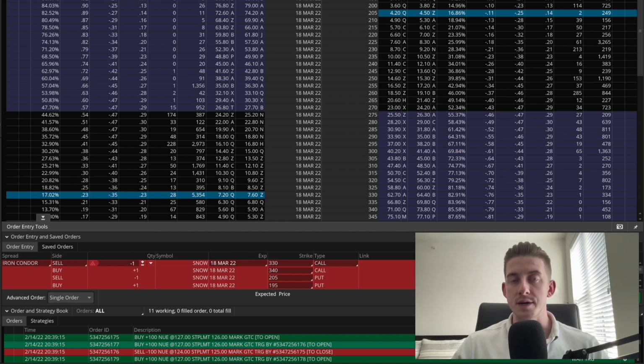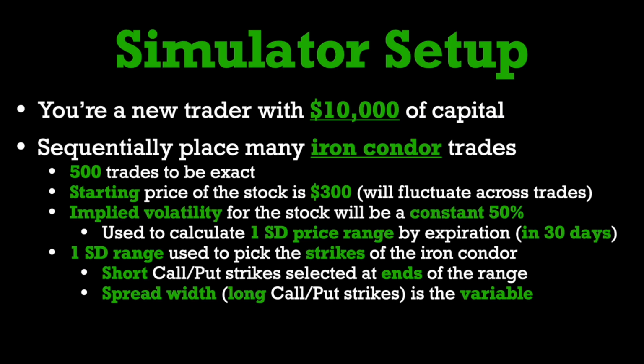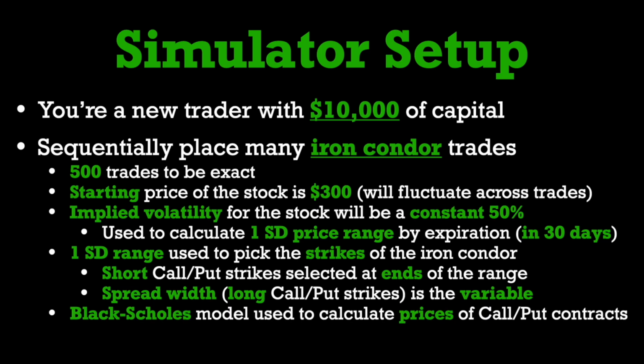Now, as I mentioned, because I do not have actual historical data for option prices, I do have to create some theoretical pricing for the options that my simulator is going to use. So once my simulator has picked the strikes for the iron condor trade it's going to simulate, it's going to use the Black-Scholes option pricing model to calculate the theoretical prices for all those contracts.